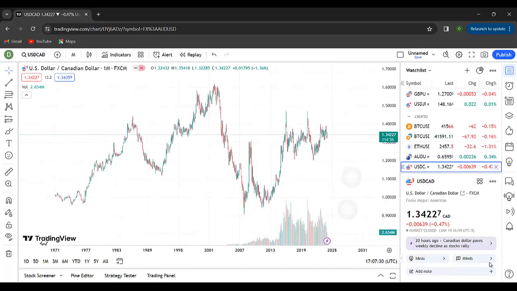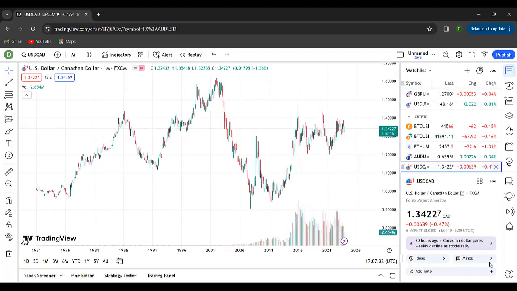Well, this time around, I'll be analyzing USDCAD, and I'll be doing a top-down analysis as well, from monthly to weekly to daily to 4 hour and 1 hour.